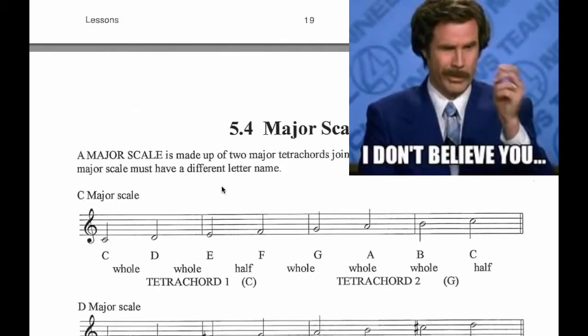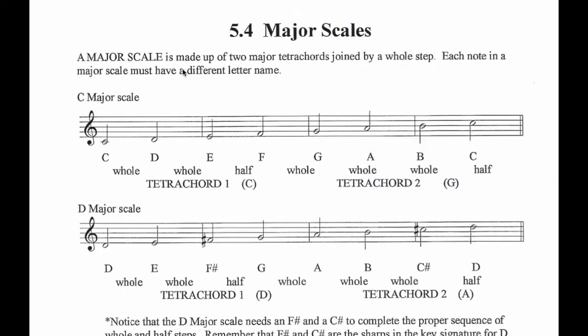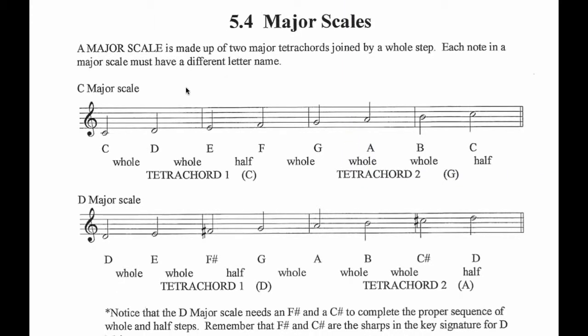And you'll enjoy that. And then 5.4, major scales, is also a review, but now they're pointing out to you that a major scale is made up of 2 major tetrachords joined together in the middle by a whole step. So we have whole, whole, half. C, D, E, F is a major tetrachord. Then we have a whole step in the middle and another tetrachord, whole, whole, half. So the scale, do, re, mi, fa, sol, la, ti, do, is composed of 2 major tetrachords.